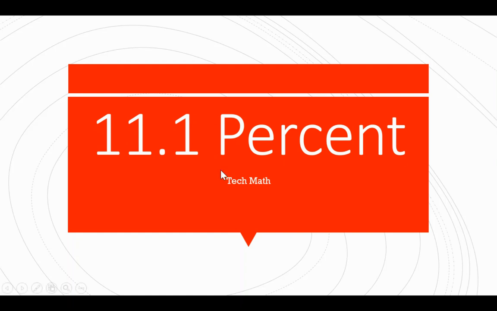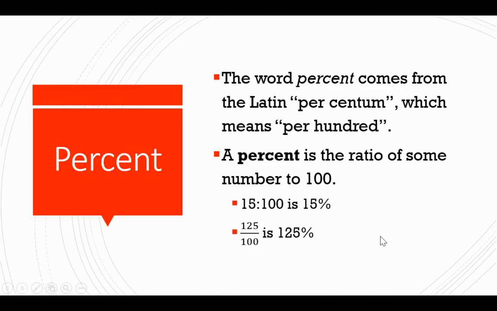First part is about percentages. The word percent comes from the Latin percentum, which means per hundred. You've probably learned a bit about this already in your 12-ish years of schooling, hopefully learned some different methods. I'm going to talk about a couple methods here about how we can find percents. A percent is the ratio of some number as compared to 100. An example here: 15 compared to 100 is 15%. 125 over 100 is 125%.